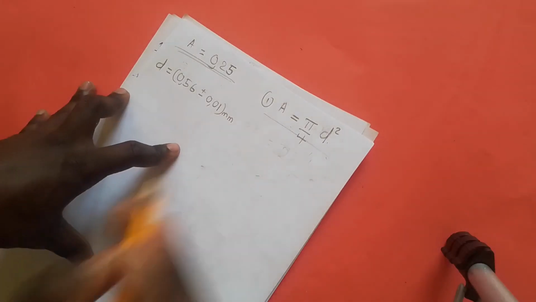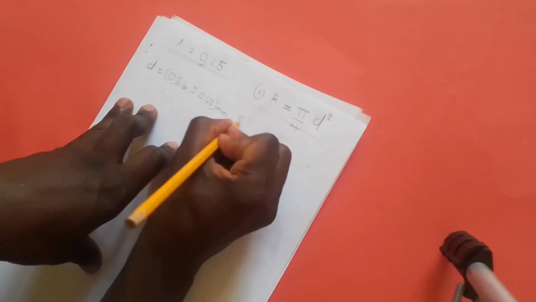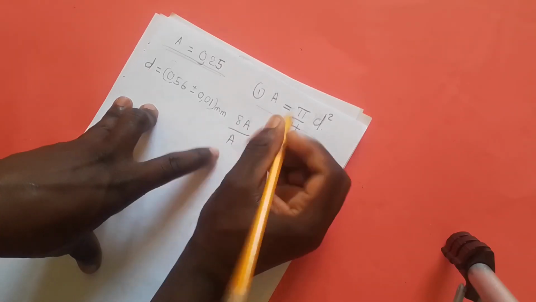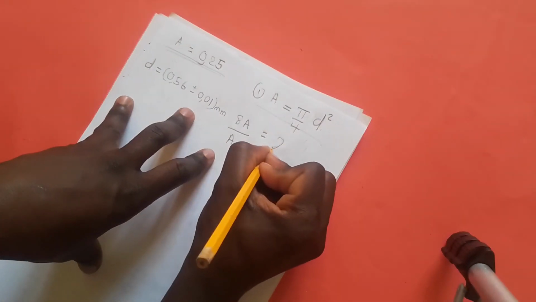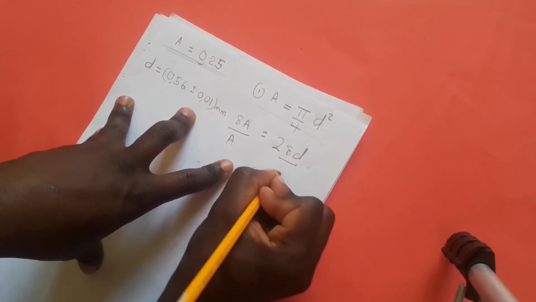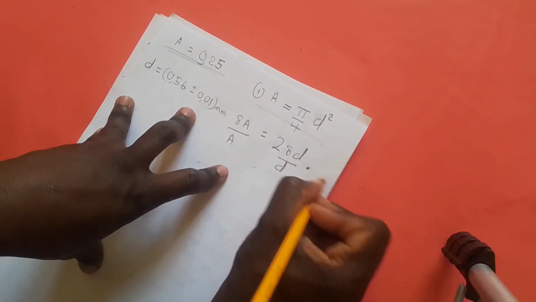Using the concept I showed you earlier, the absolute error in A over A will be equal to 2 multiplied by the absolute error in D over D, times the constant. Pi over 4 is the constant.